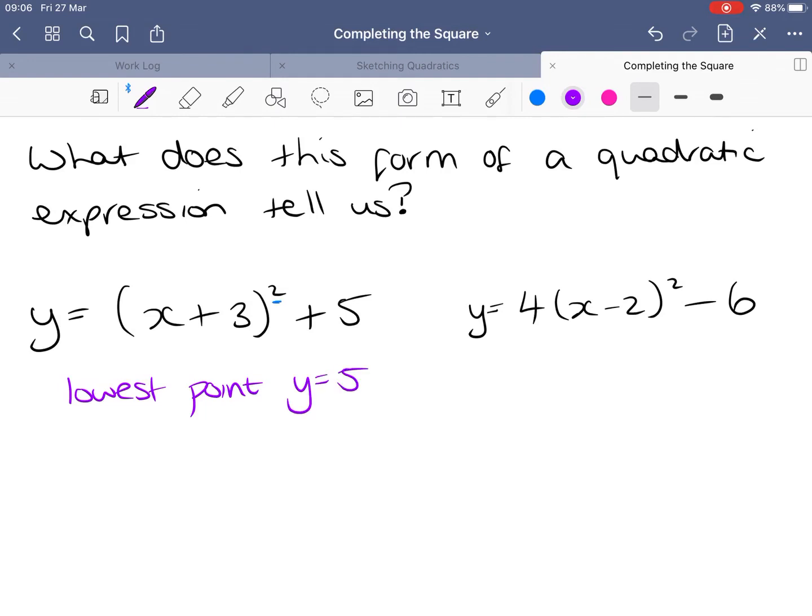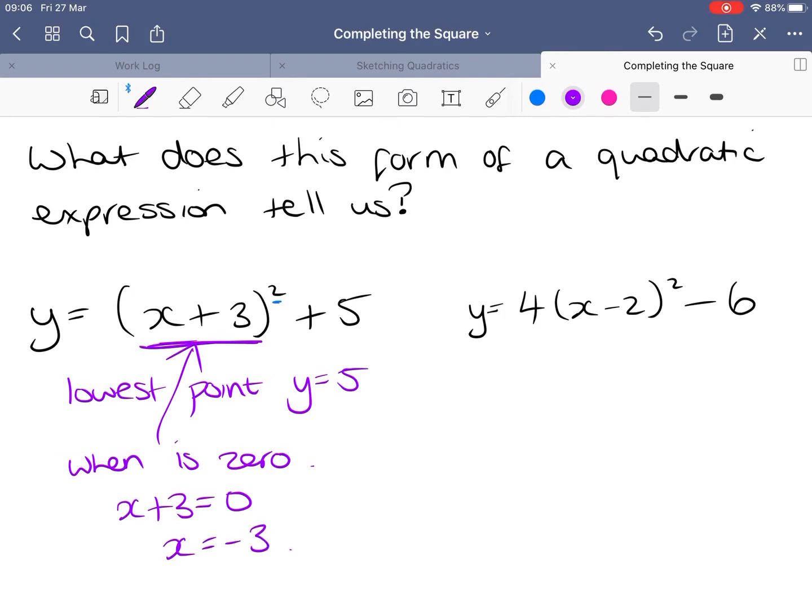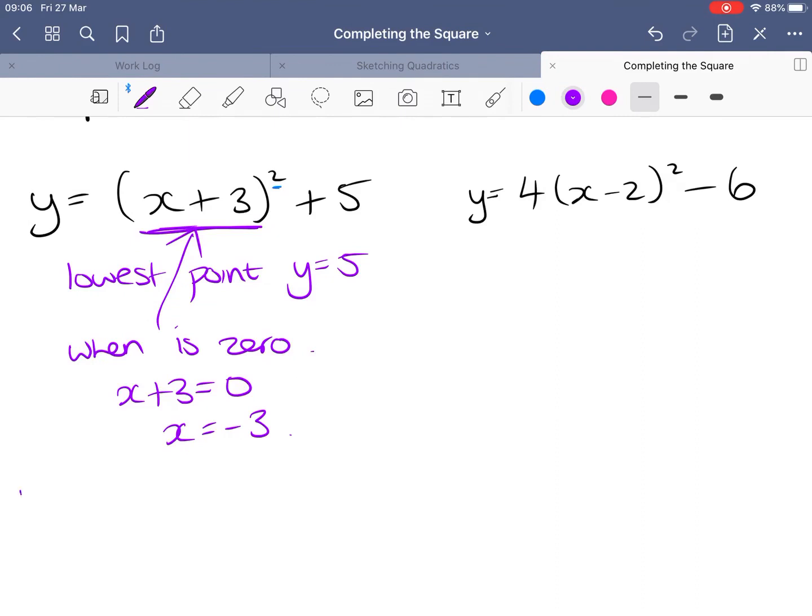But this happens when this is 0. So how do I make my x plus 3 equal 0? Well, that's true when x is minus 3. So this tells me my lowest point is at the value minus 3, 5.